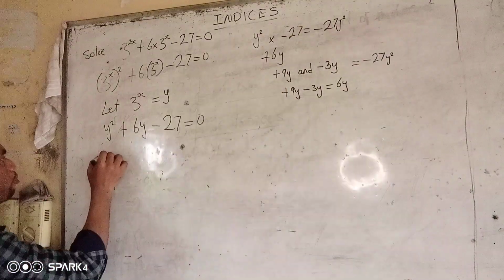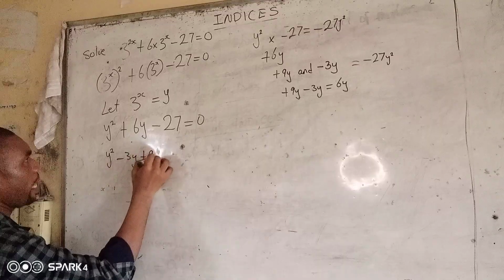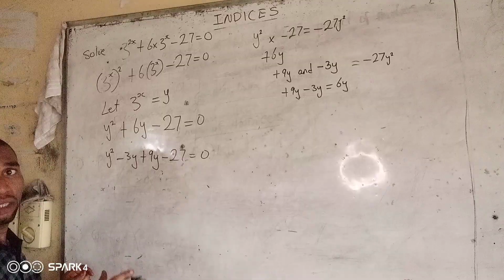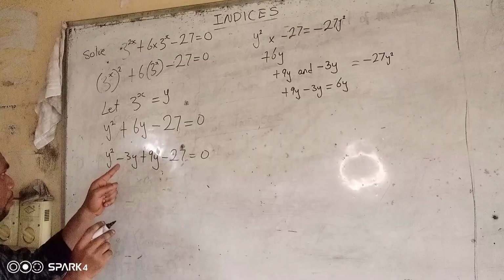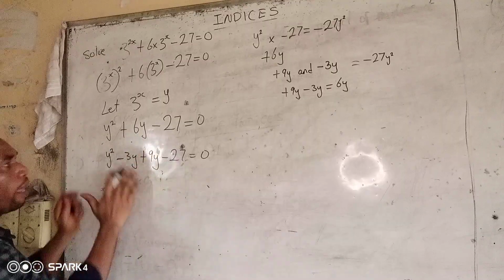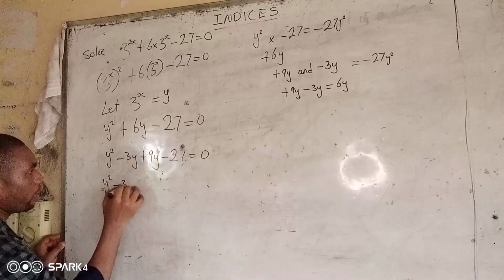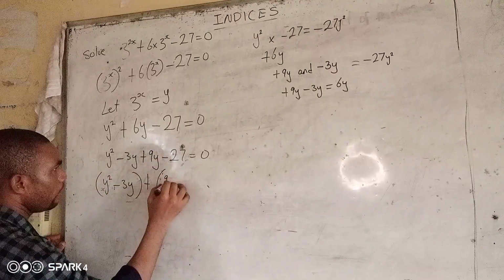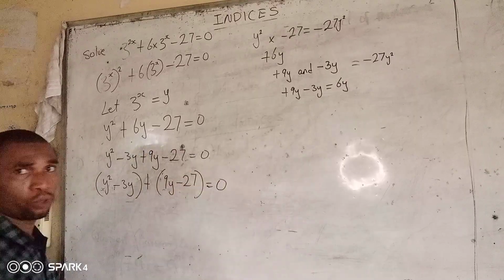Now here I'm going to have y squared minus 3y plus 9y minus 27 is equal to 0. Please, there is no falsification here. It's real because minus 3y plus 9y will give me plus 6y. So from here, let me segregate them. I'm going to have y squared minus 3y, put them in the bracket, plus 9y minus 27 is equal to 0.